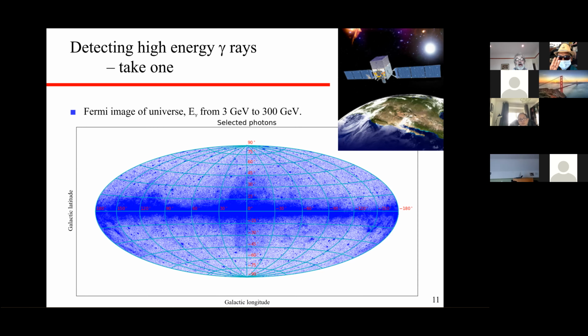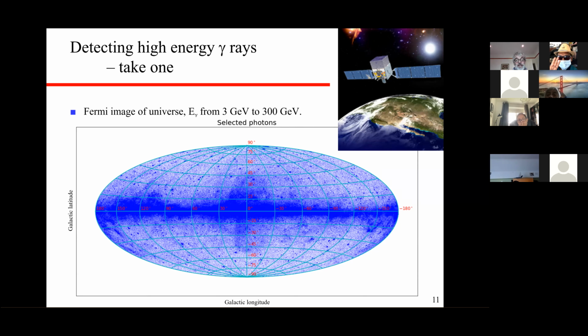I've used the first 10 years of the Fermi satellite data, selecting photon energies from about 3 times 10 to the 9 to 300 times 10 to the 9 electron volts to plot the locations of all those photons on this picture here. And you can see that these very high energy photons, many of them, come from the galaxy in this galactic plane, but you can see there are also blobs outside the galaxy which are sources of high energy photons and are nothing to do with the stars in our galaxy.